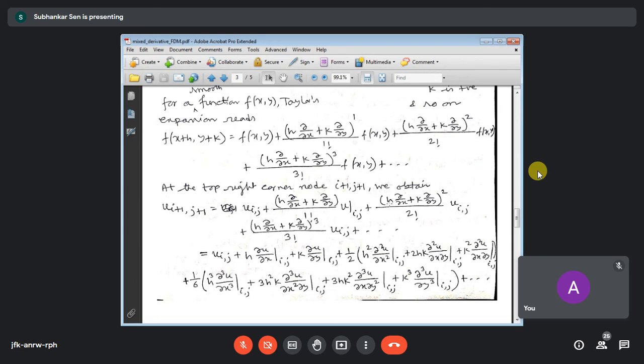It will be 2hk ∂²/∂x∂y. So this is 2hk ∂²/∂x∂y, operating on this unknown u. And similarly, this is k² ∂²/∂y², k² ∂²/∂y². This term is actually here, which is my mistake in writing. This is ∂²/∂y².